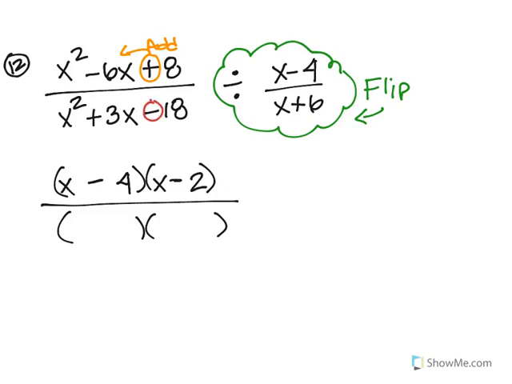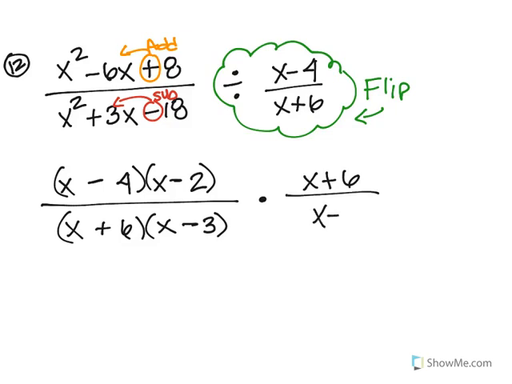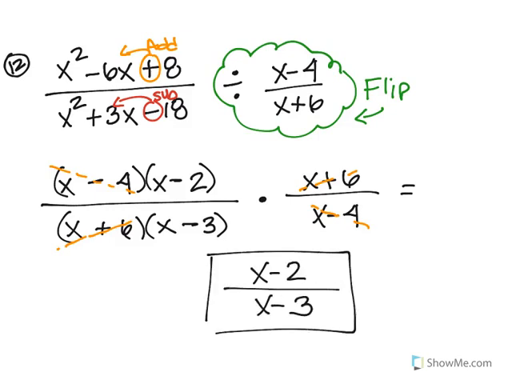On the bottom, we are subtracting to get 3. So we're going to use 6 and 3. And our 6 will be positive, 3 will be negative. Change it to multiplication. Bring the x plus 6 on top. And take the x minus 4 to the bottom. And then we have x minus 4 to cancel. x plus 6 to cancel. So we're left with x minus 2 over x minus 3 as our answer.